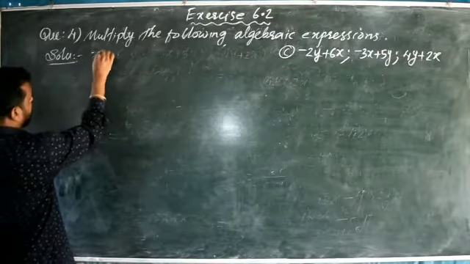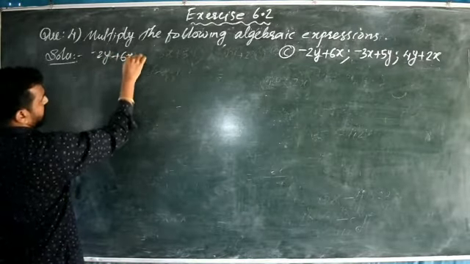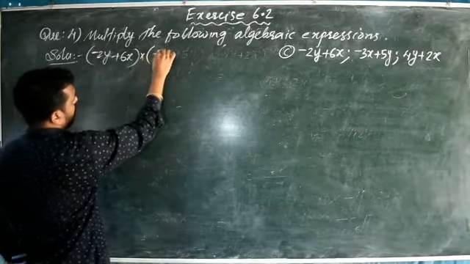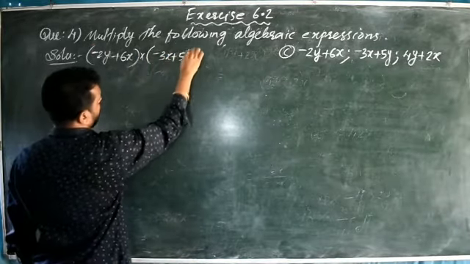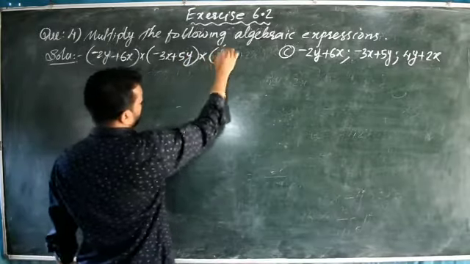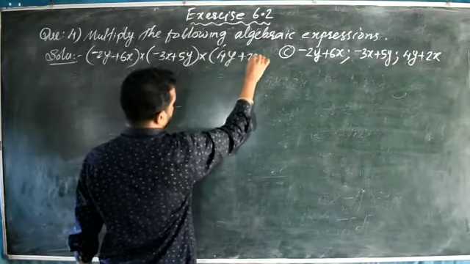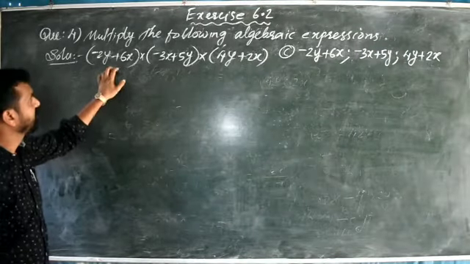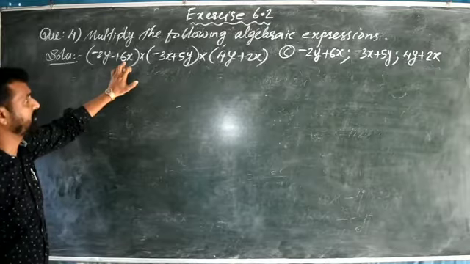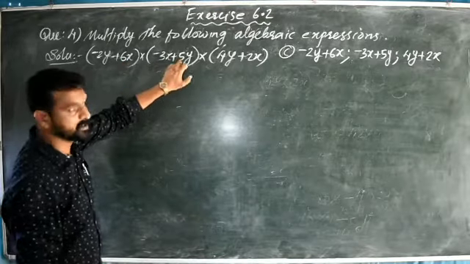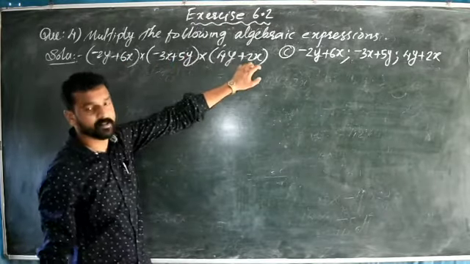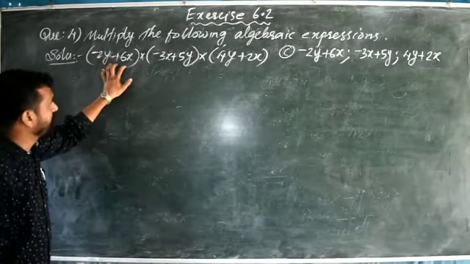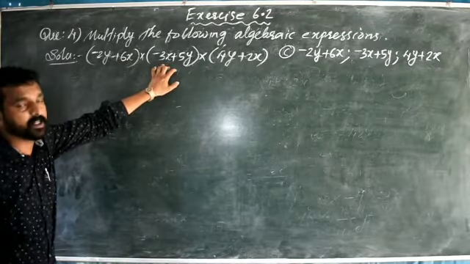Minus 2y plus 6x into minus 3x plus 5y into 4y plus 2x. Here we are going to multiply three binomials. Minus 2y plus 6x is a binomial. Minus 3x plus 5y is a binomial. 4y plus 2x is also a binomial. Then first we have to multiply two binomials, then we will get a polynomial.